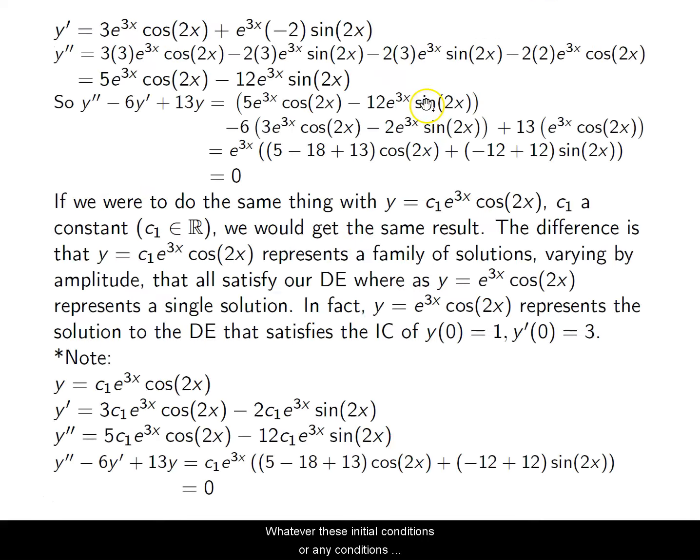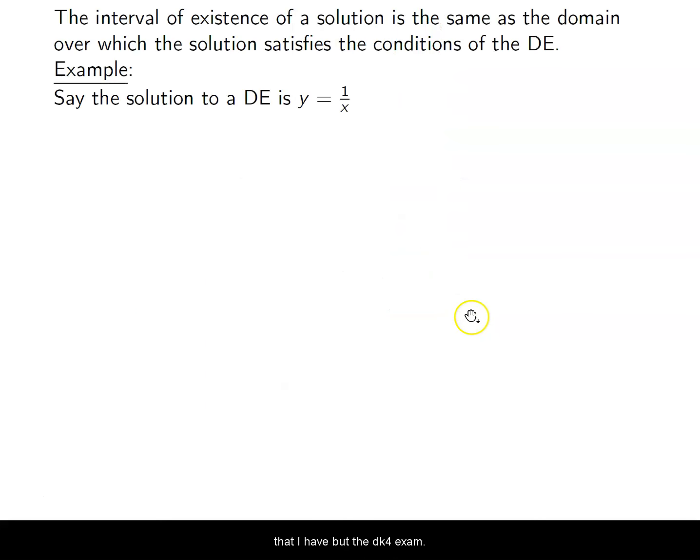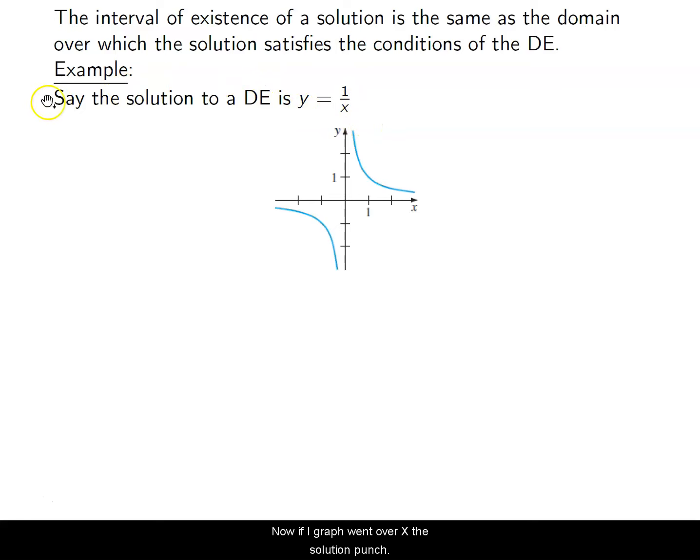Okay. So now let's talk about interval of existence. The interval of existence of a solution is the same as the domain over which that solution satisfies these initial conditions or any conditions that I have of the DE. For example, let's say that I have a differential equation that has a solution of y equals 1 over x. Now, if I graph 1 over x, the solution function, it's in two discontinuous portions. This is a non-continuous function.